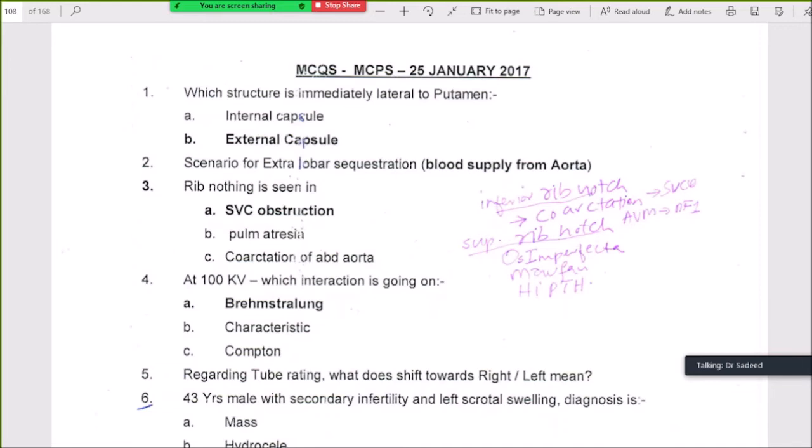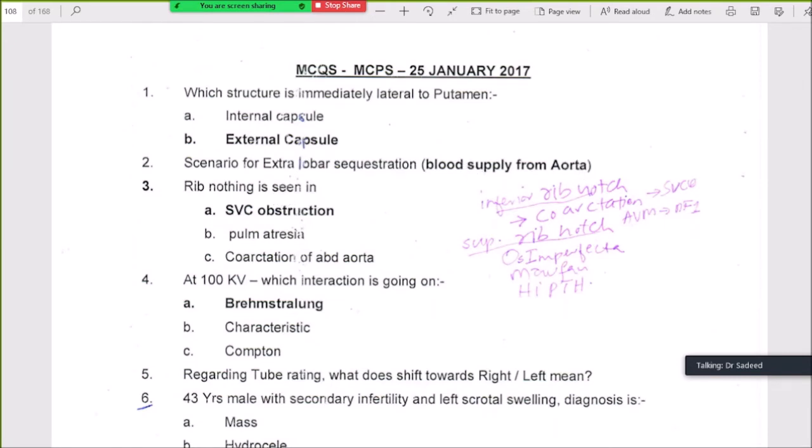January 2017, okay. Next. One question on one, which structure is immediately lateral to putamen? External capsule. 2. Scenario for extra rubber castration, blood supply from aorta.